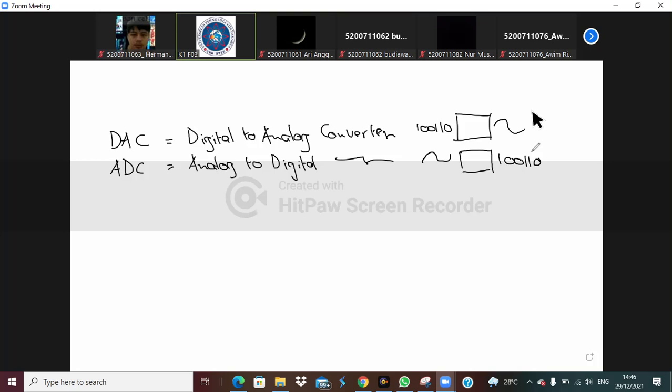Biasanya nanti kalau Anda belajar tentang sistem embedded, Anda akan menemui ADC, analog to digital converter. Kalau yang DAC itu biasanya jarang digunakan di sistem embedded, maka di sistem embedded jarang ada DAC. Oke, kita lihat dulu video terkait dengan DAC dan ADC.